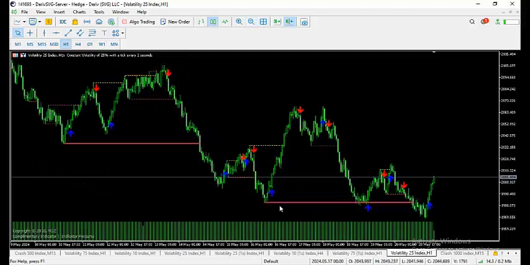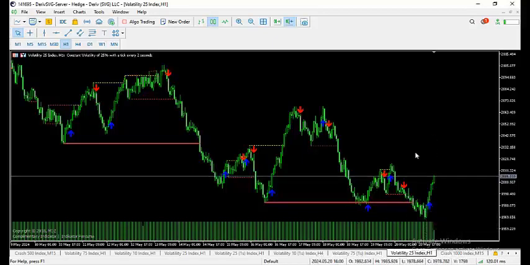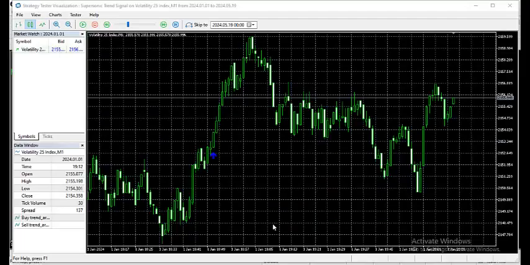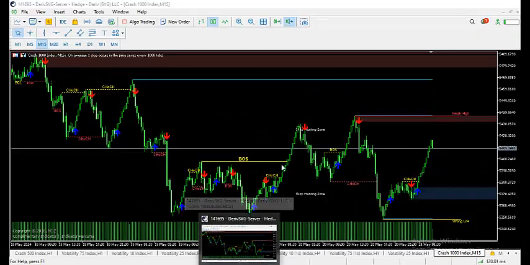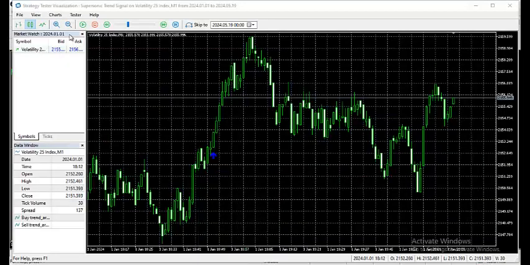Whenever we have a major break of structure like this, then we are waiting for a sweep of liquidity like we have here, and of course we wait for our signal right here, and boom, you can see what is actually happening. Let's see if this arrow repaints. Let's go for the back test of this arrow to know if it repaints.